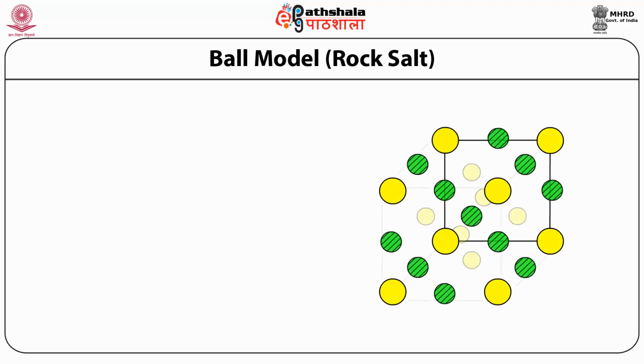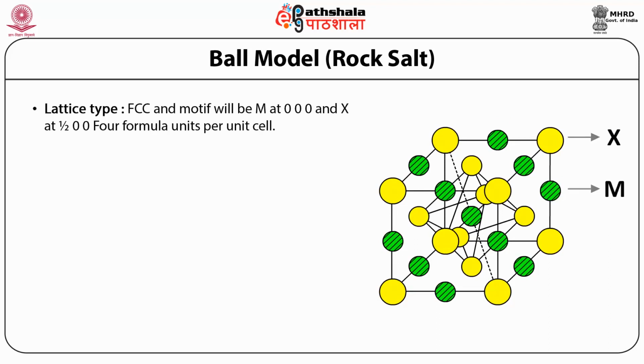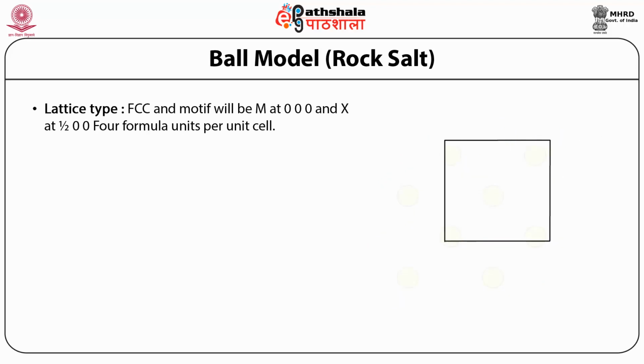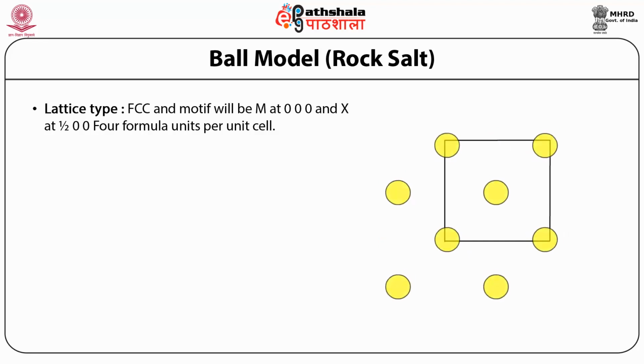Now, let us discuss the rock salt structure with the ball model. As we have discussed in the previous slide, the lattice type is FCC and the motif will be M at 000 and X at half 0 0. The motifs M and X are shown in this figure in yellow and green color. There are 4 formula units per unit cell.